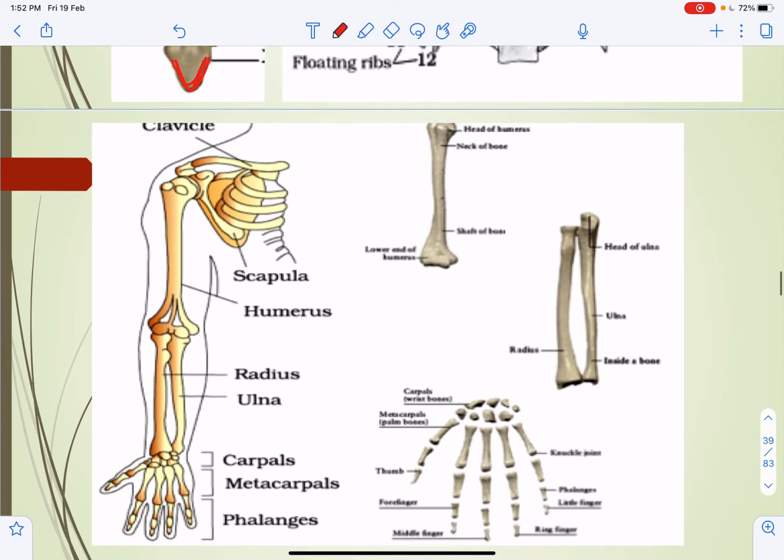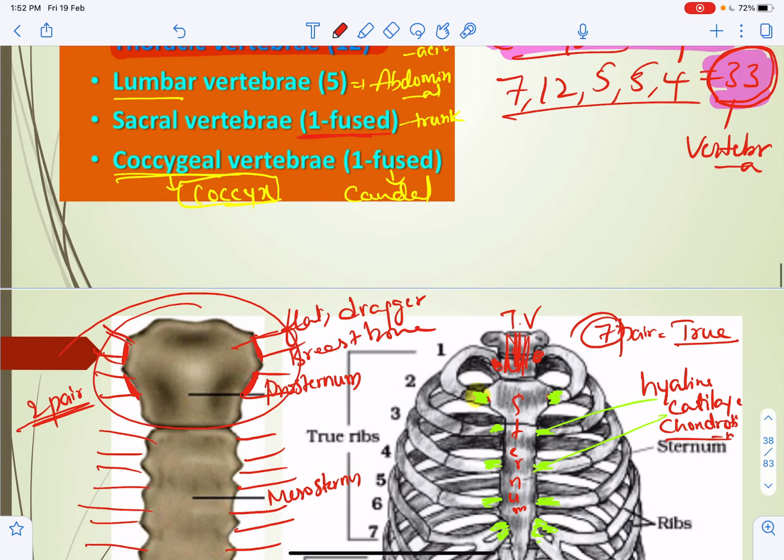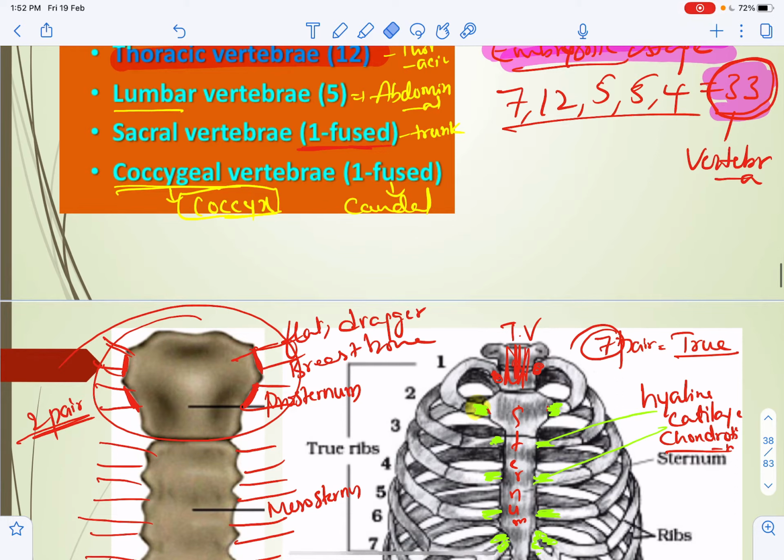Hence these true ribs are also called vertebrosternal ribs, as they are attached with the sternum, they are called sternal ribs.